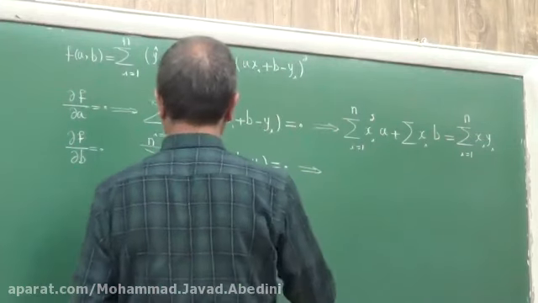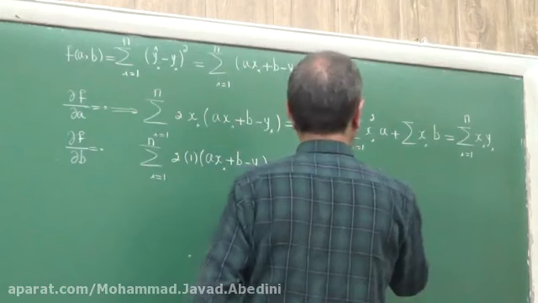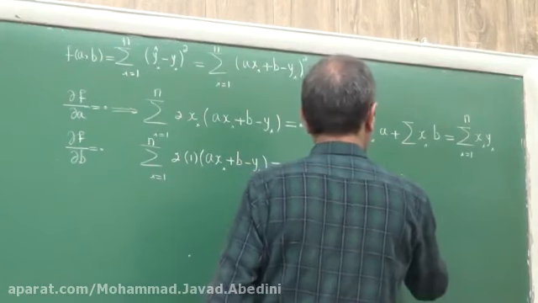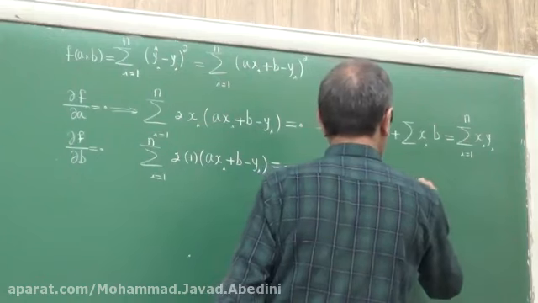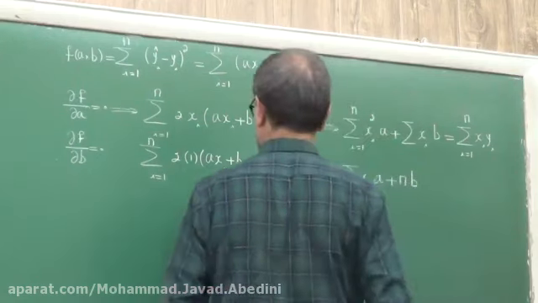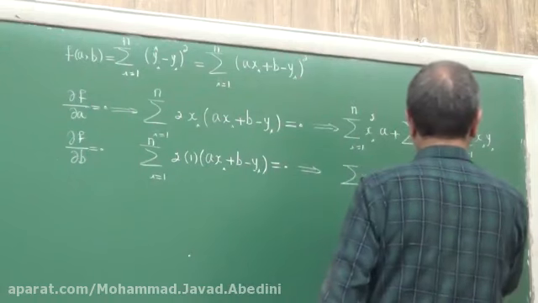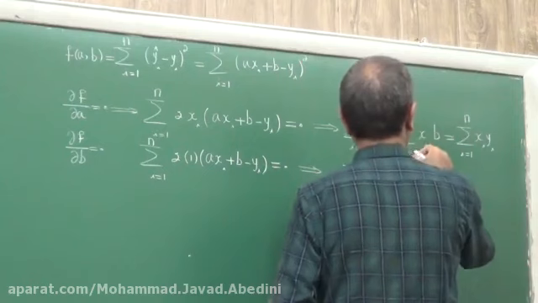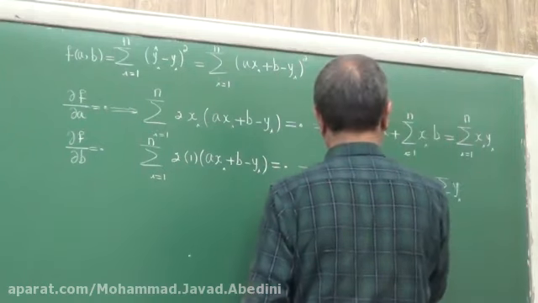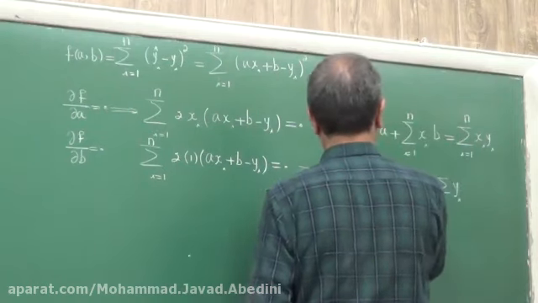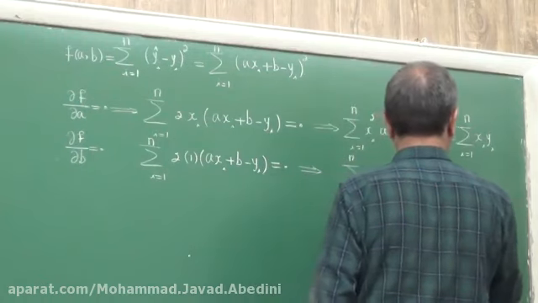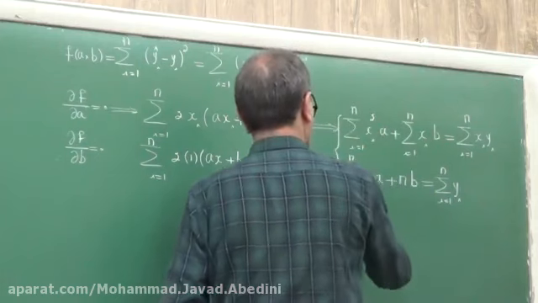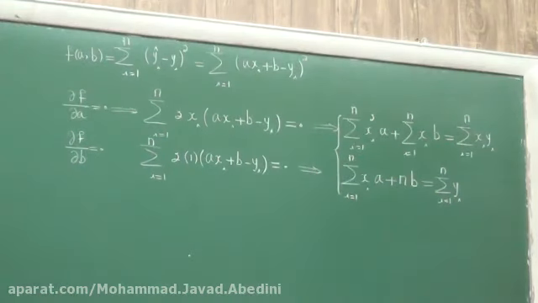And when it comes to this one, summation xi times a plus n times b equal to summation y, and of course i has to go from 1 to n for every summation. Two equations with two unknowns.